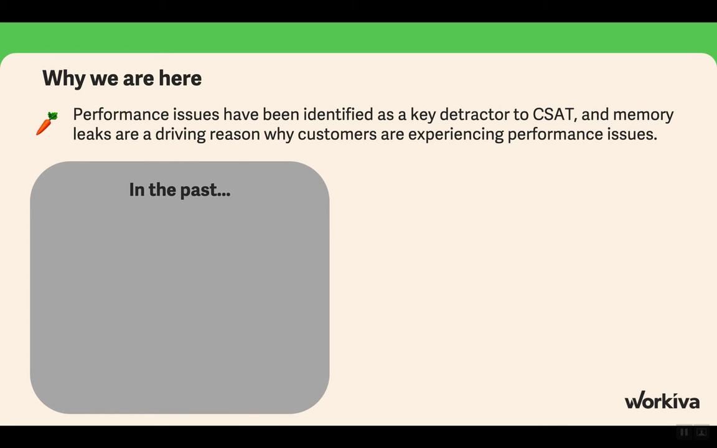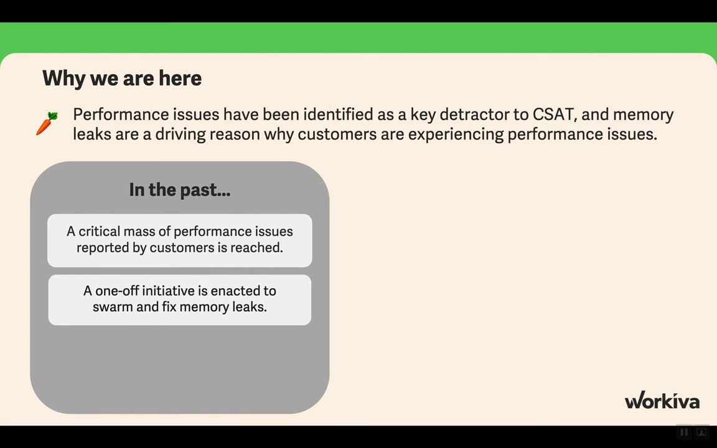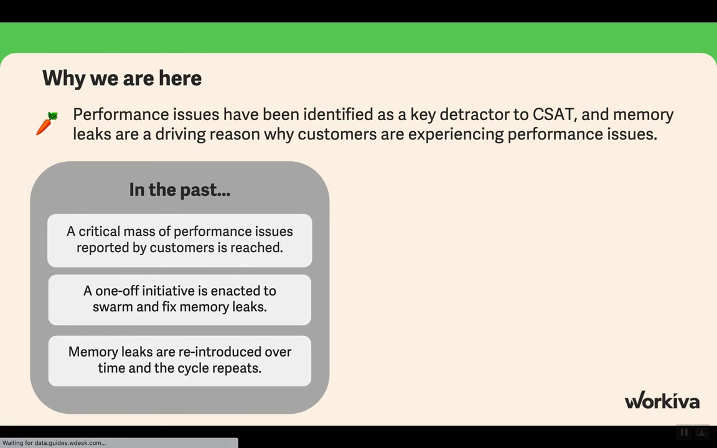In the past, we've had memory problems before, and we've done things to fix them. What happens is a critical mass of performance issues is reported by a customer. We investigate, identify memory issues as the culprit, and we spin up a one-off initiative in order to swarm and fix those memory leaks. This is really effective for rapidly making performance improvements in our customers' user experience. However, it comes with one big problem. We find that leaks are reintroduced over time, and then we have to repeat this cycle over and over again.